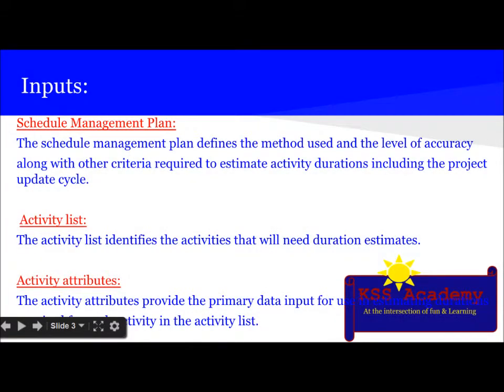So let's see inputs one by one. First input is a schedule management plan. The schedule management plan defines the method used and the level of accuracy along with other criteria required to estimate activity duration, including the project update cycle. Then activity list defines the activities that will need duration estimates. Then activity attributes provide the primary data input for use in estimating durations required for each activity in the activity list.